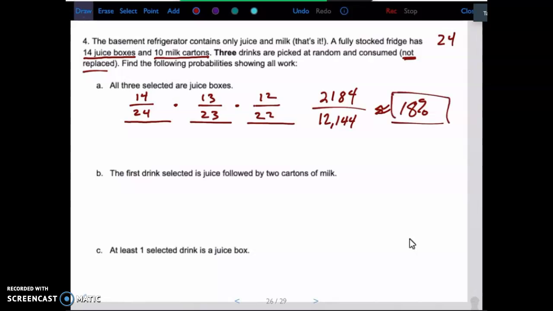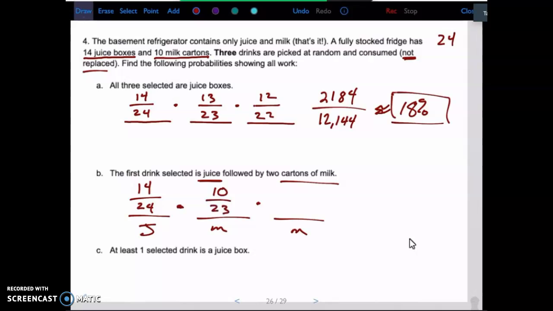The first drink you select is a juice box, followed by 2 cartons of milk. So again, it goes juice, milk, milk. And again, we're not replacing them. So juice, that's going to stay the same, 14 over 24. Times, now milk is a little bit different. We got 10 over 23. And then we drink one of the milks, so it's going to be 9 over 22.